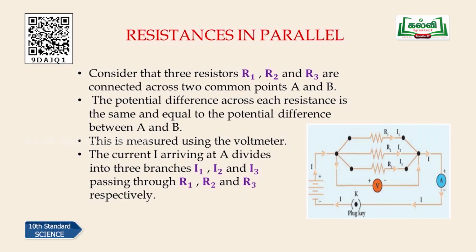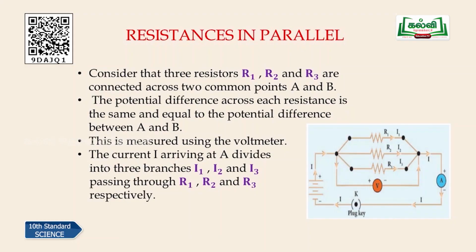In series circuit, we have seen the potential difference differs. The current is same, but in the parallel circuit, the potential difference across each resistance is the same and equal to the potential difference between A and B. That means the 2 points where the 3 resistors are connected, the potential difference, there is no change. That can be measured using the voltmeter.